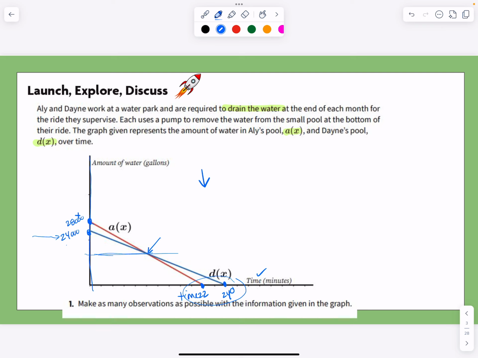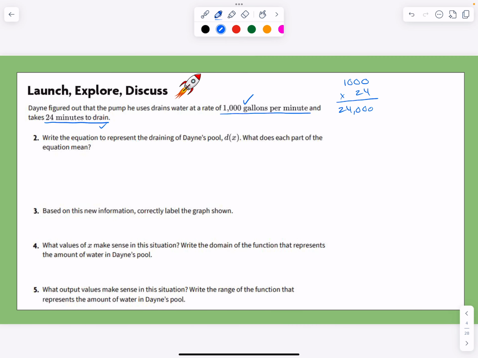So we know that our y-intercept, so to speak, because this is our y and our x, is at (0, 24,000). Now knowing that, if we know how to make the graph of a line, we know that we can use our rate, which is 1,000, it's losing 1,000 gallons per minute. So that's my x per minute there. And we know that our y-intercept is where it starts, and that is going to be at 24,000.